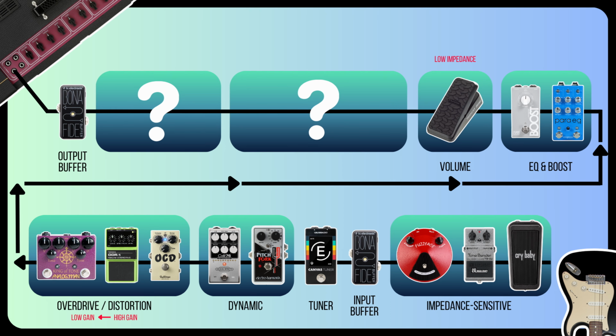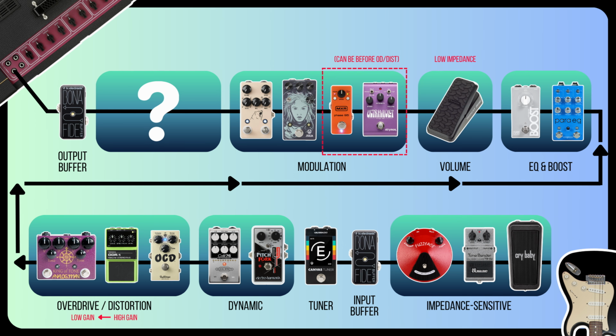So let's do a recap so far. First, we have our impedance-sensitive pedals feeding into our input buffer, feeding into our tuner, then our dynamic pedals, then our overdrive and distortions, our boost and EQ, our volume pedals. Next up would be modulation. Now here's where you have the most flexibility. So in this section, this is going to include your chorus, your tremolo, your phasers, flangers, your univibes, your vibrato. Pedals like that will go here.